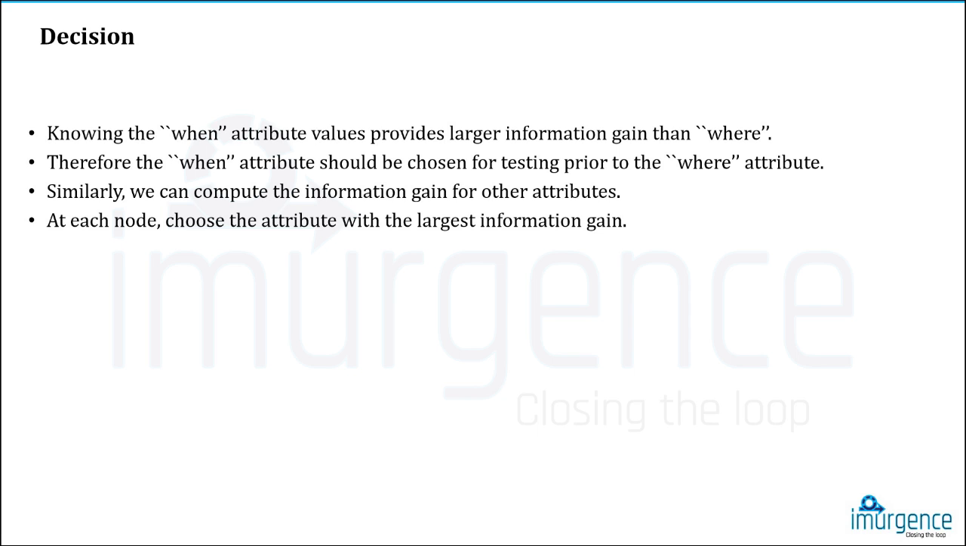So the decision knowing when attribute values provides larger information gain than where. The when attribute should be chosen for testing prior to the where attribute. Similarly, we can compute the information gain for other attributes. Obviously, you usually don't have just 2 or 3 attributes. You have multiple attributes which are considered when you're doing a decision tree, and at each node choose the attribute with the largest information gain.